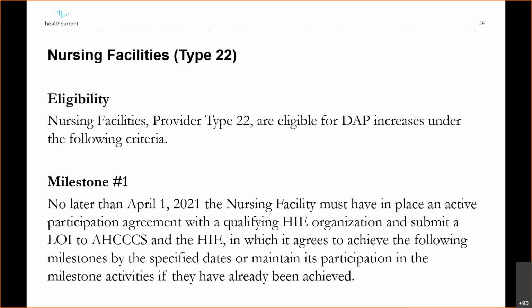Okay, let's go through nursing facilities. We've still got a lot of slides, so we just need to get through these, but it's good we're taking questions as we go.